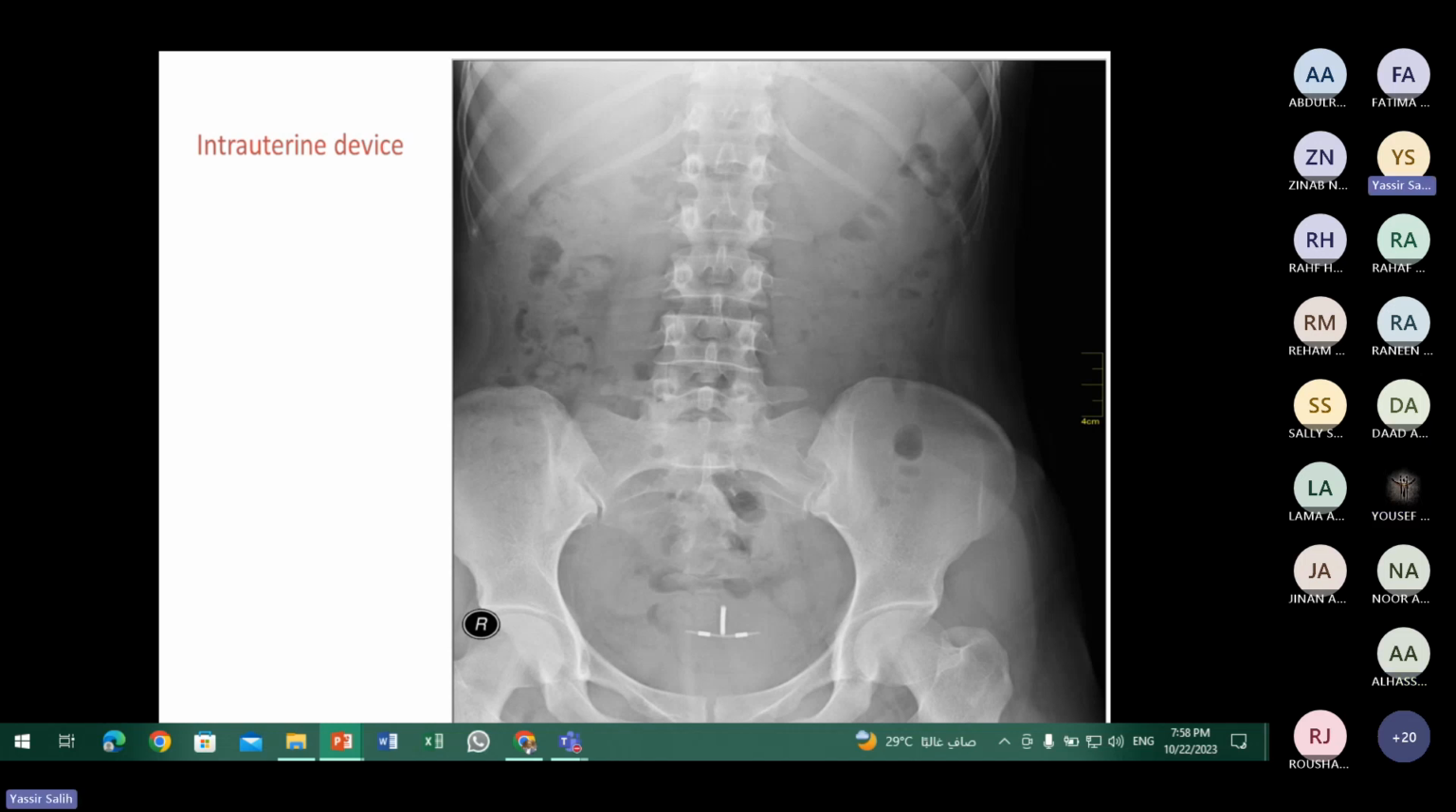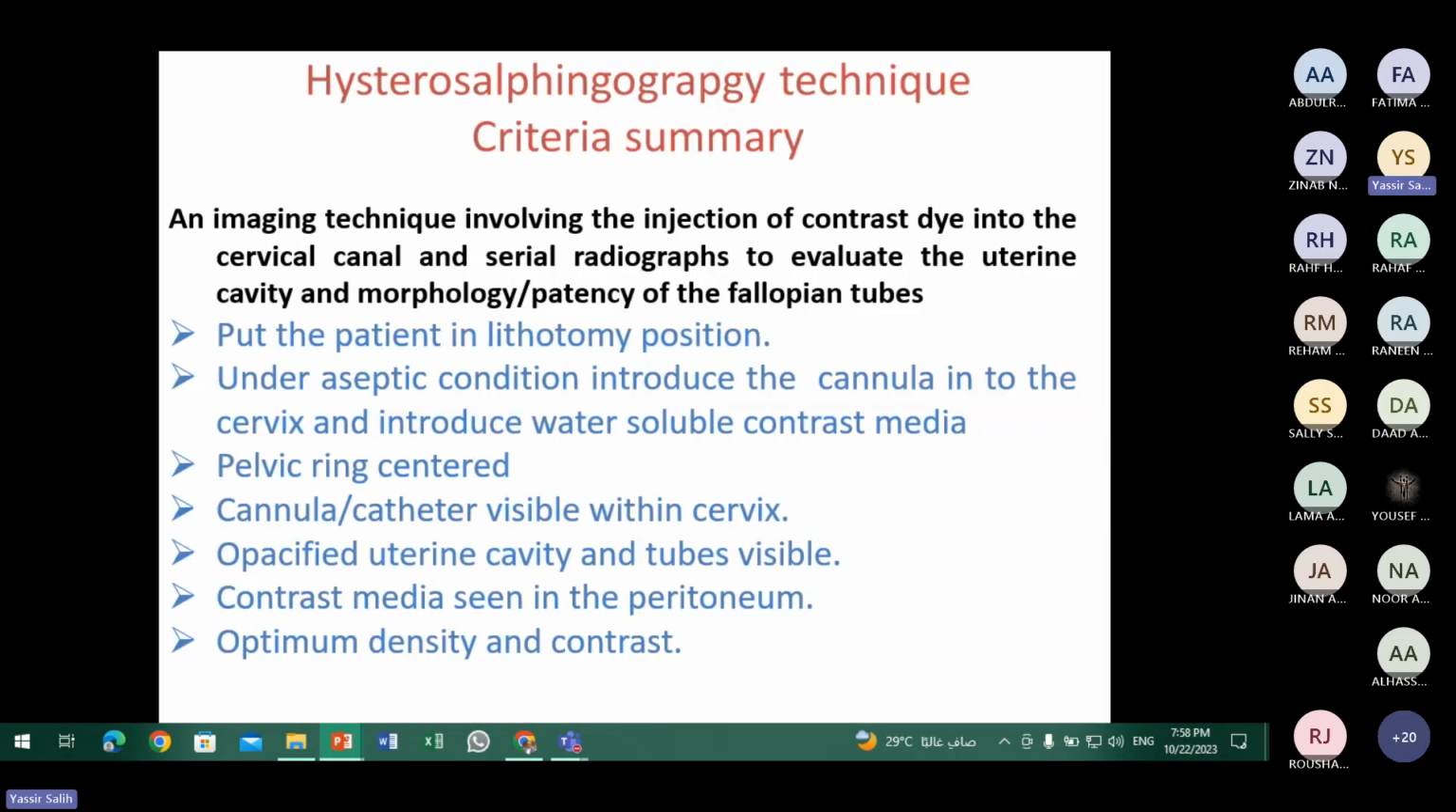Yes, we need contrast in the syringe. احنا بيكون عندنا contrast in the syringe connected to the cannula, and then we put this cannula in the cervix. The patient should be first in the lithotomy position, and then we push the contrast. The contrast passes through the cervix, then fills the uterine cavity, and then the fallopian tubes, and then the abdominal cavity.